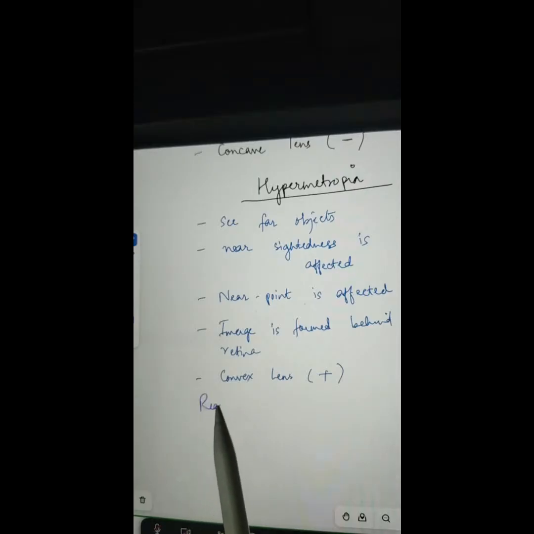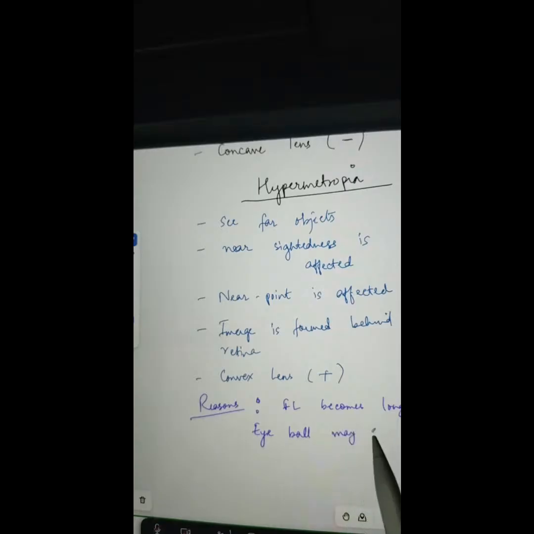What are the reasons? These are also important points. The focal length becomes longer, that is one reason, and the eyeball may shrink. These are the two reasons which can create the situation of hypermetropia. So please do learn all these points. These are very, very important.